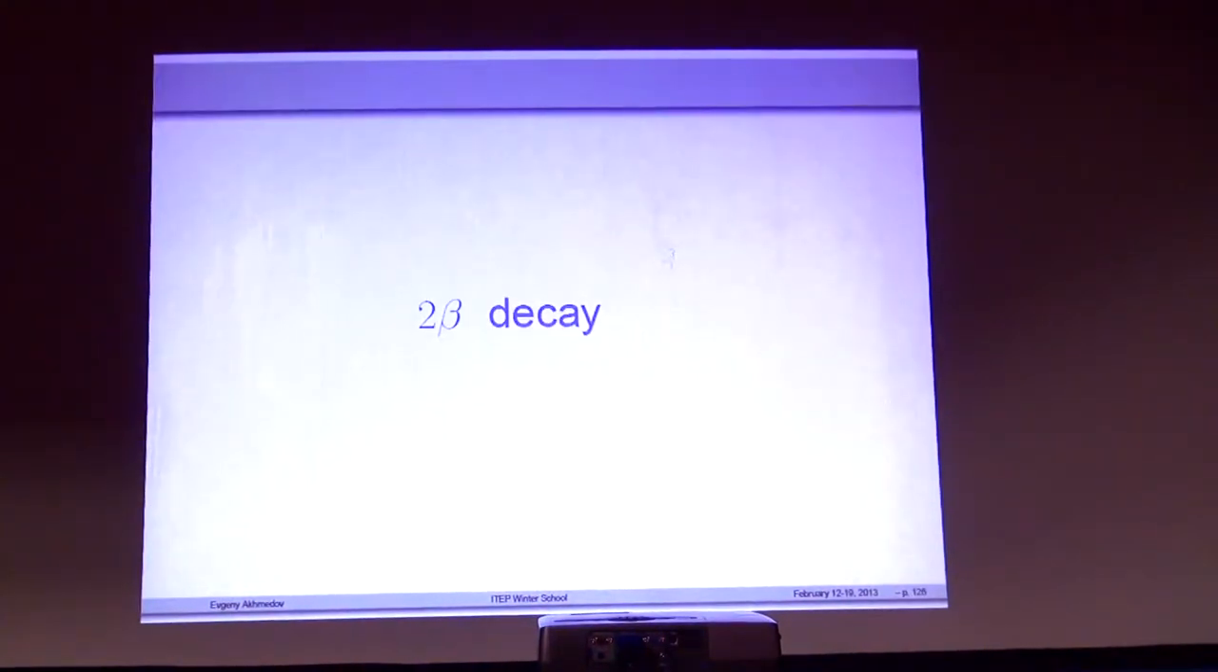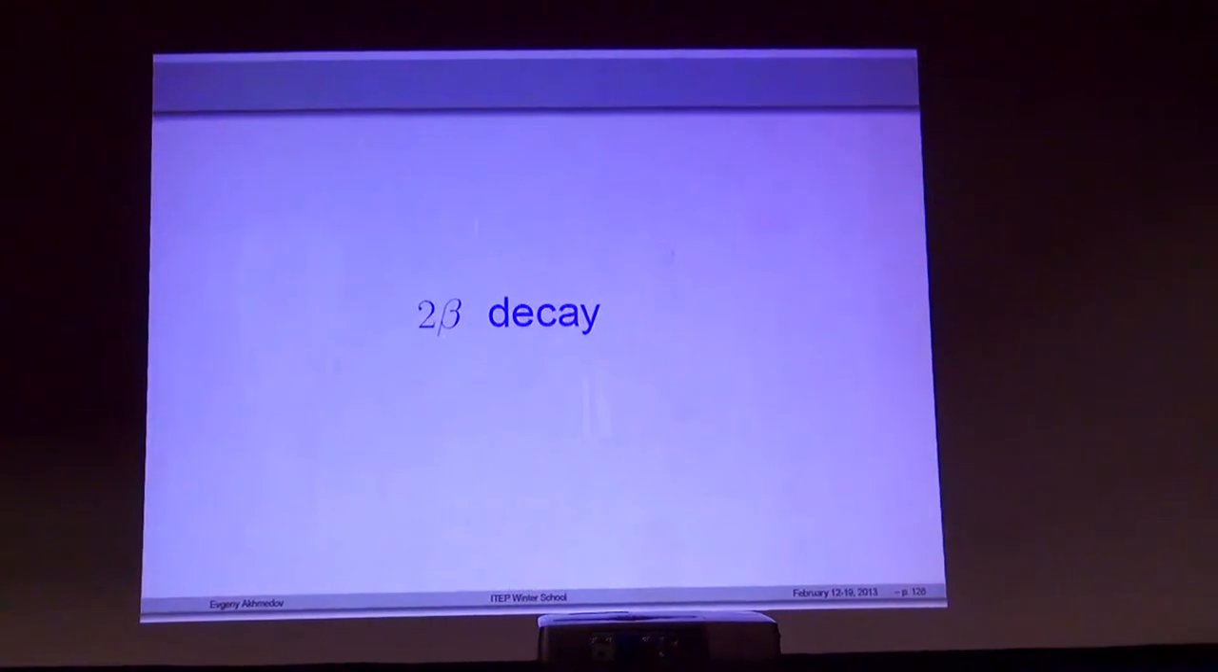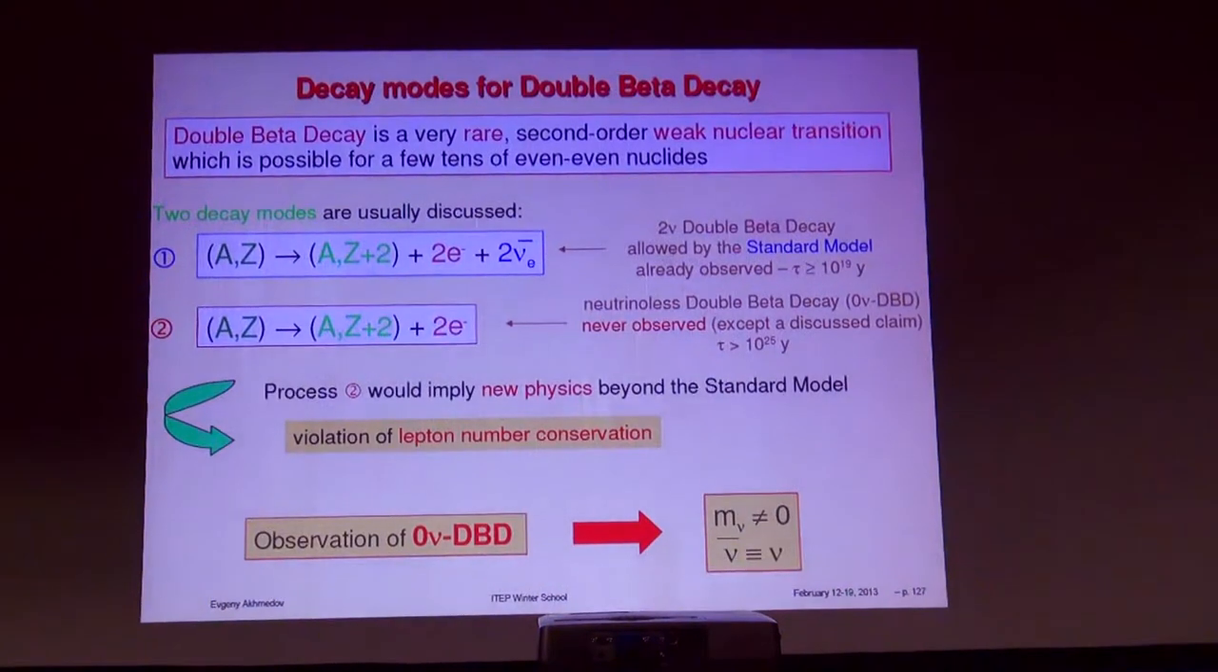Okay. I mentioned that we still do not know whether neutrinos are Dirac or Majorana particles. And the only practical way to learn about this is to study neutrinoless double beta decay. Majorana neutrinos can lead to processes which are characterized by a violation of lepton number by 2 units. And one of such processes is neutrinoless double beta decay, with no neutrino emission.